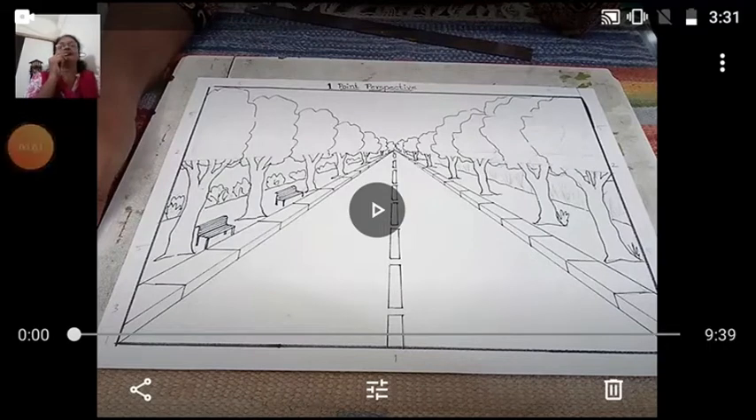Sai Ram students, this is your drawing period, and today I am going to teach you a different interesting drawing. So today's topic is one point perspective.